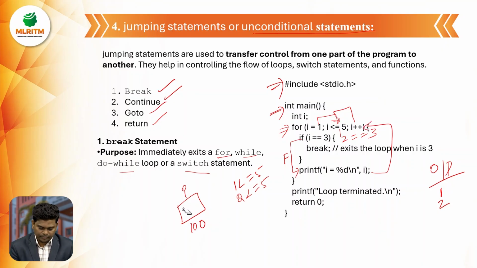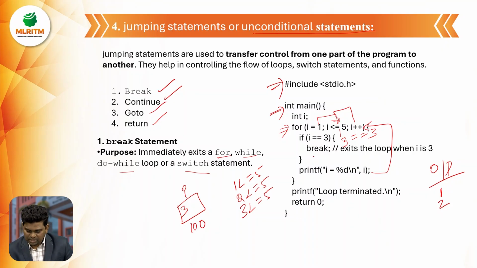I value becomes 3. Then test the condition: 3 less than or equal to 5. Is this true? Yes, the condition is true. It enters into the body. Directly we have the if. What is the if here? I is equal to 3. What is the current value of I? 3. So it tests 3 is equal to 3. Yes, this time the condition is true, so it enters into the body.